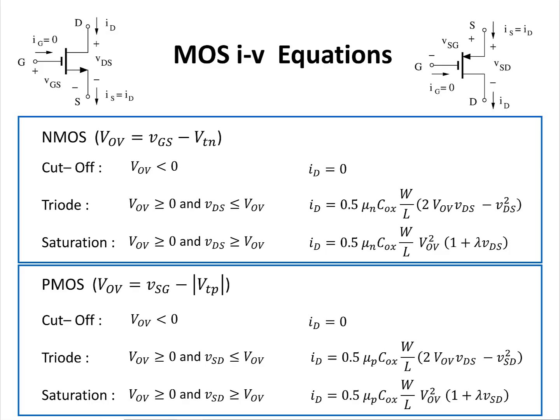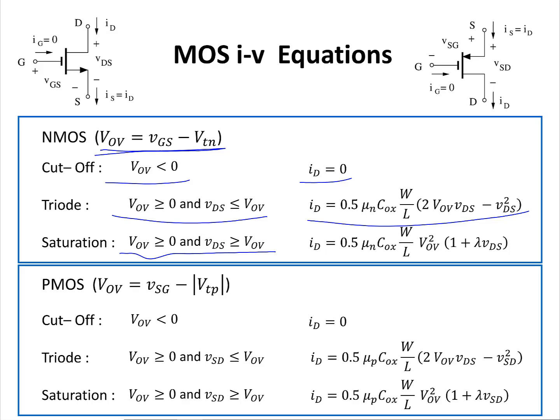Here is a summary of IV equations for the case of PMOS and NMOS transistor. They are similar, with the only difference that we switch the subscript for the node voltages in the PMOS compared to an NMOS transistor. Looking at the NMOS equations, V overdrive by definition is VGS minus V threshold of NMOS. If it is in the cutoff region, V overdrive is less than 0 and ID is equal to 0. When NMOS operates in the triode region, V overdrive is greater than or equal to 0, but VDS is less than V overdrive voltage. Here is the current equation for that region of operation. When the transistor operates in the saturation region, V overdrive is greater than or equal to 0 and VDS is greater than V overdrive voltage. And we're going to use this current equation for that region.